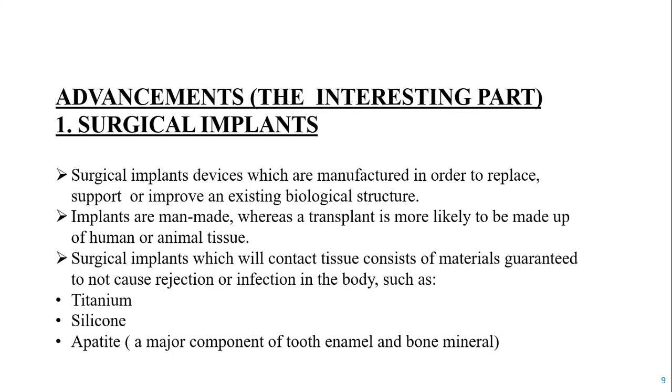Advancements. Surgical implants. Surgical implants are devices which are manufactured in order to replace, support, or improve an existing biological structure. Implants are usually man-made, whereas a transplant is more likely to be made of human or animal tissue. Its contact tissue consists of materials guaranteed to not cause rejection or infection in the body, such as silicone, apatite, titanium.